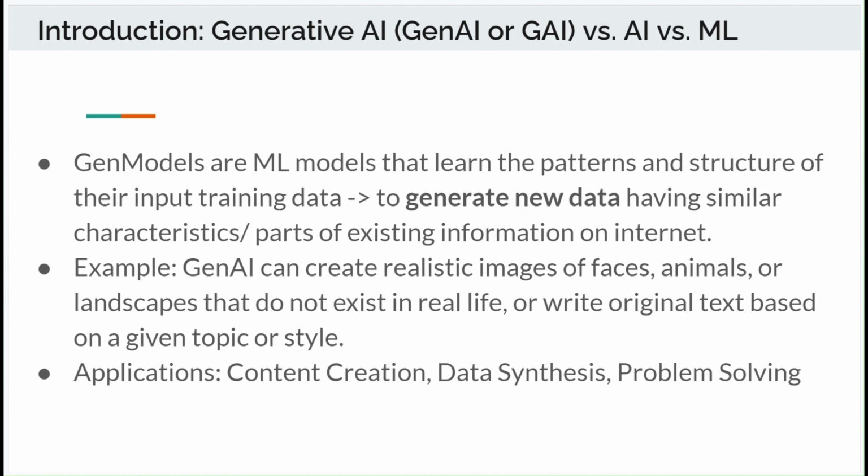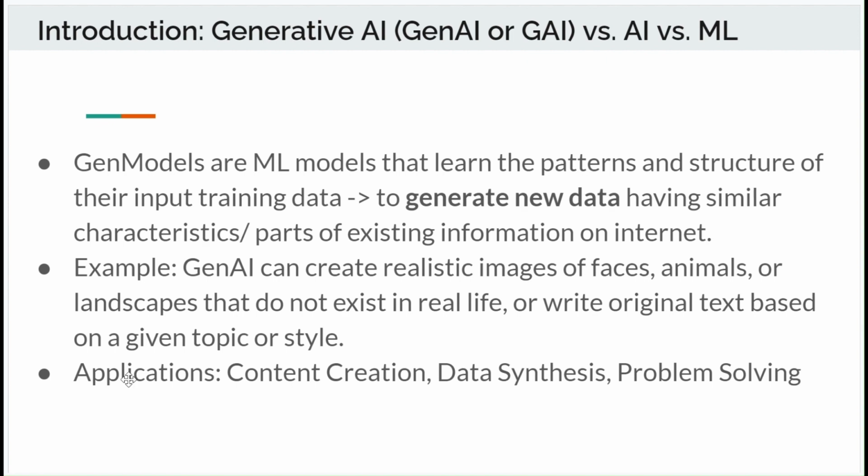What I mean to say over here is that it's not necessary that the new information generated by this model existed in the entire form. It may happen that it existed in parts on the internet, but the complete form may or may not exist on the internet. So in that manner it creates some new content for you.